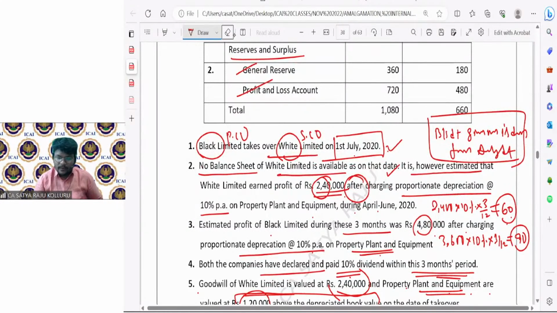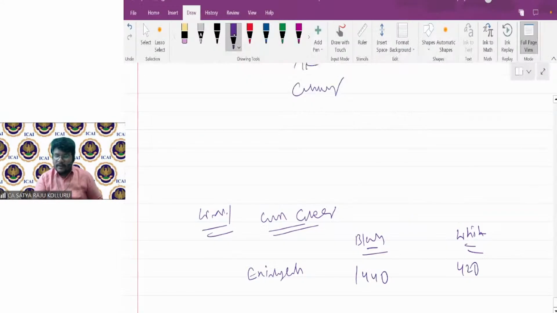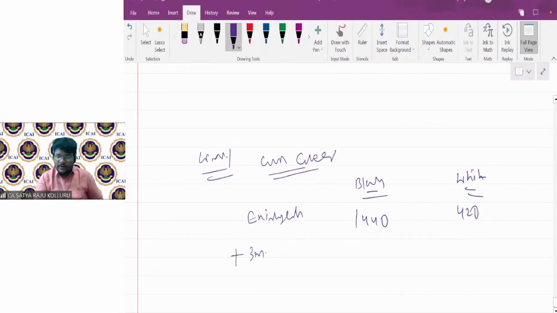Second point, White Limited earned a profit of 2,40,000 after charging the depreciation. This 240 is after depreciation only. Whatever the profit is there, you can simply assume that it was realized in the form of cash. Then 3 months profit after depreciation only.